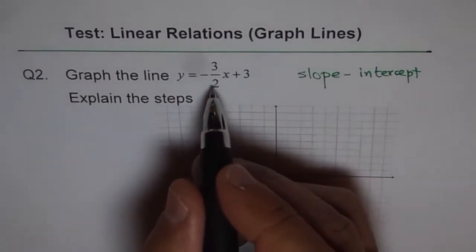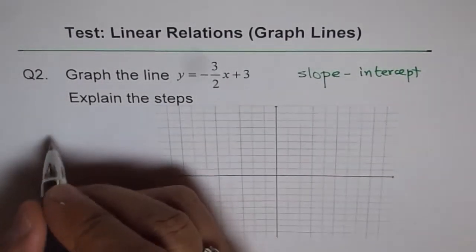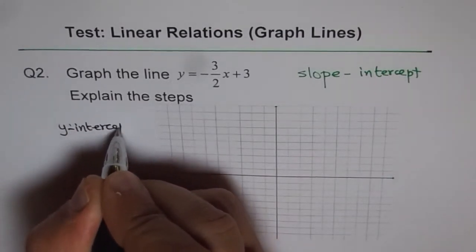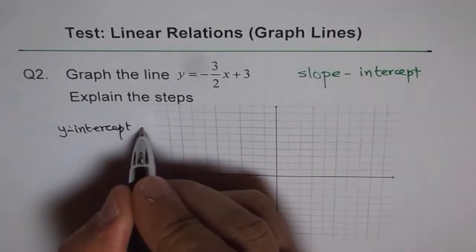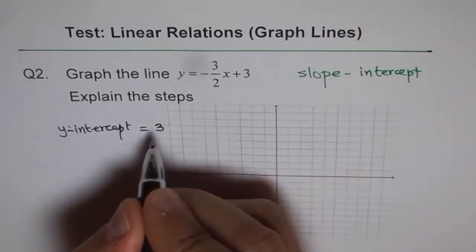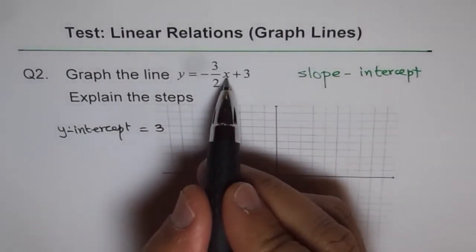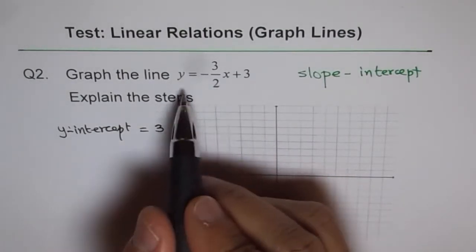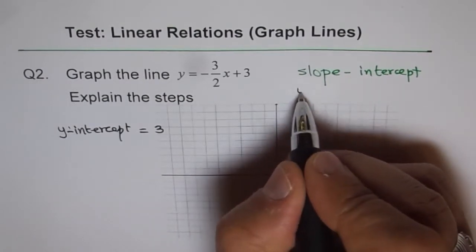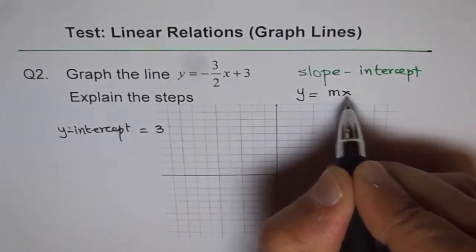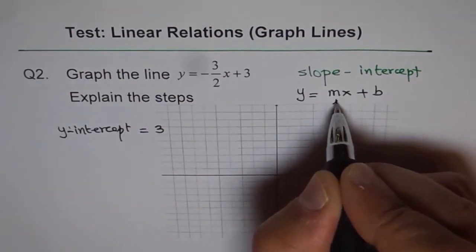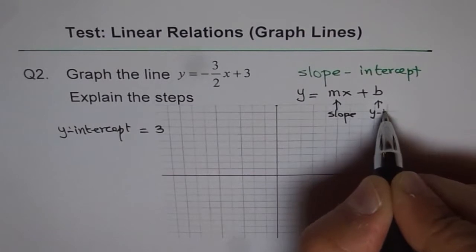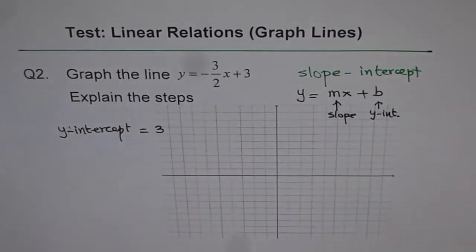So first thing is write down what is the y-intercept. So we have y-intercept is equals to 3. The y-intercept is a value. If you put x equals to 0, whatever value of y you get is the y-intercept, right? So slope-intercept form, let me remind you, is y equals to mx plus b, where m is the slope and b is y-intercept, correct? So that is slope-intercept form.